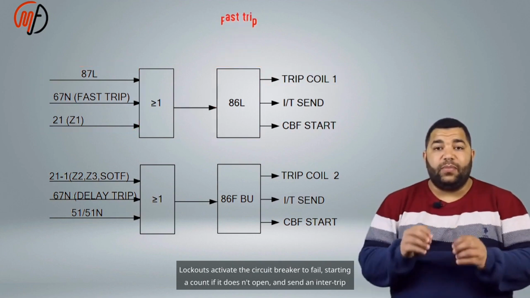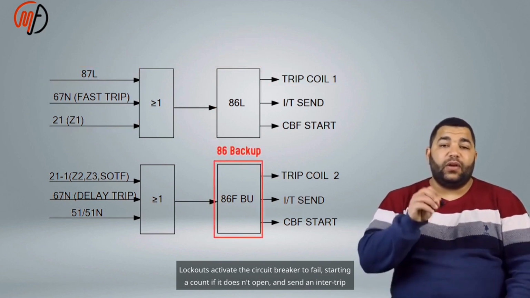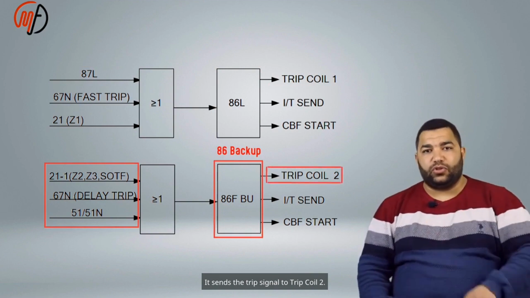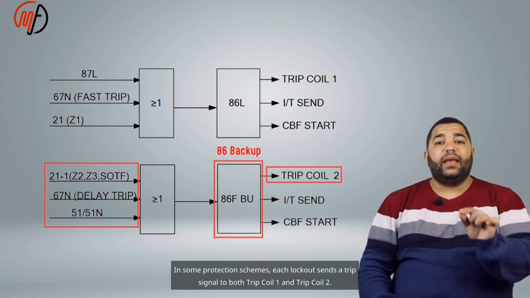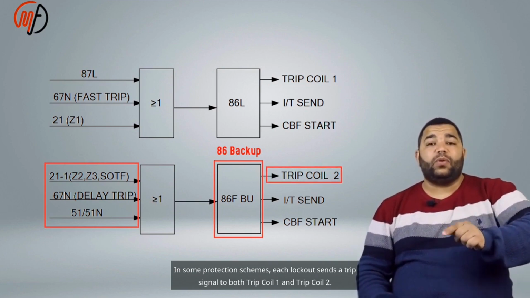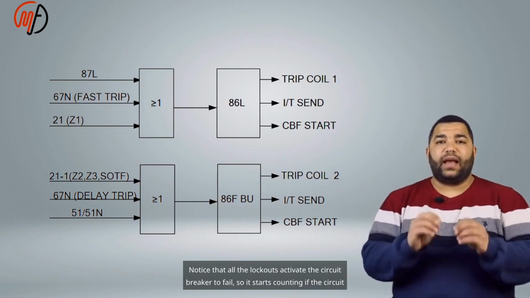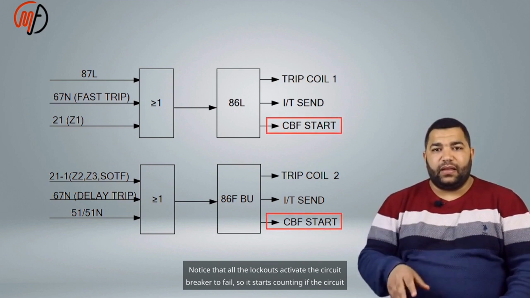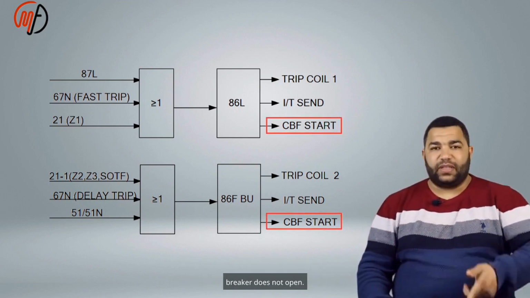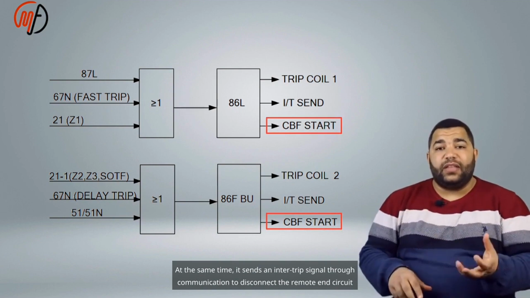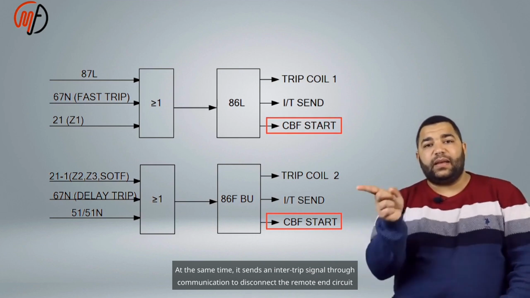Lockouts activate the circuit breaker failure protection, starting a count if the breaker doesn't open, and send an intertrip signal. It sends the trip signal to trip coil 2. In some protection schemes, each lockout sends a trip signal to both trip coil 1 and trip coil 2. Notice that all the lockouts activate the circuit breaker failure, so it starts counting if the circuit breaker does not open. At the same time, it sends an intertrip signal through communication to disconnect the remote end circuit breaker.